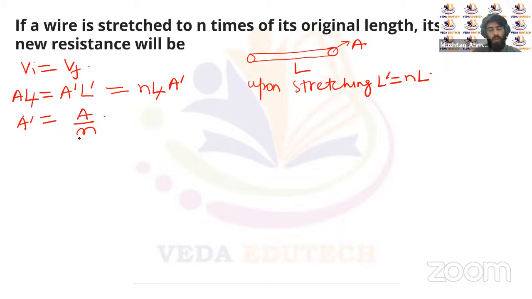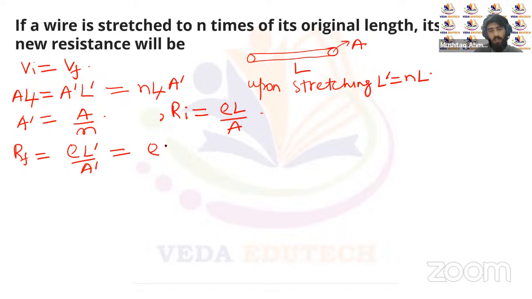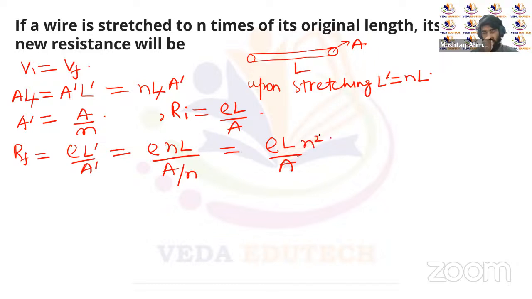So the initial resistance Ri was rho L upon A, right? And the final resistance Rf is equal to rho L dash upon A dash. We can write it as rho times L dash, where L dash is n times L, upon A dash, where A dash is A upon n. It means our new resistance is rho L upon A multiplied by n square, right?